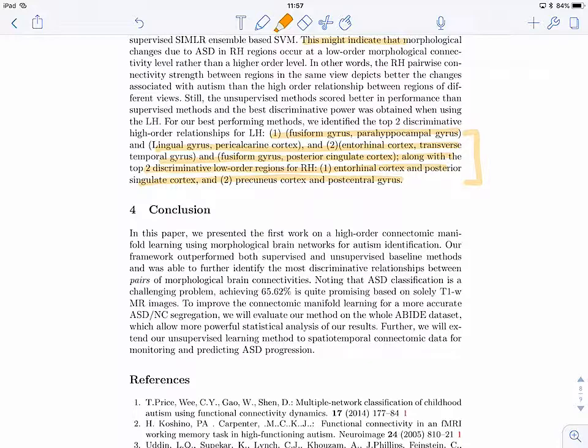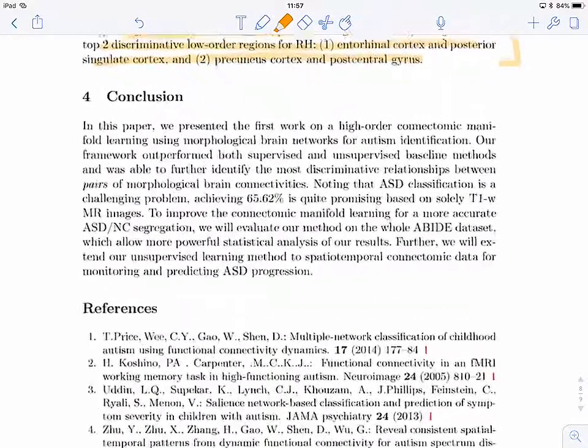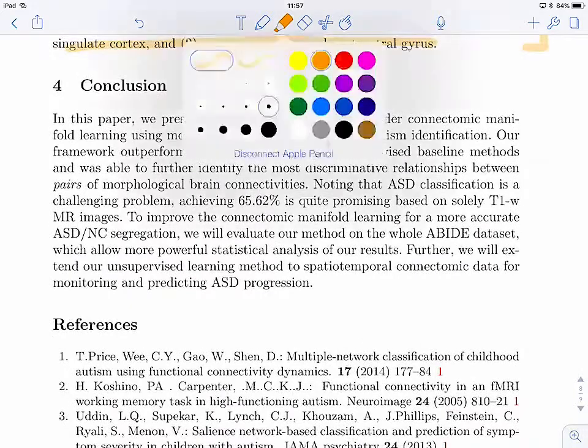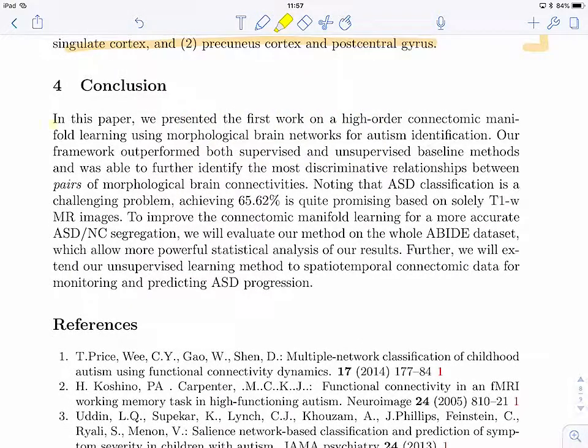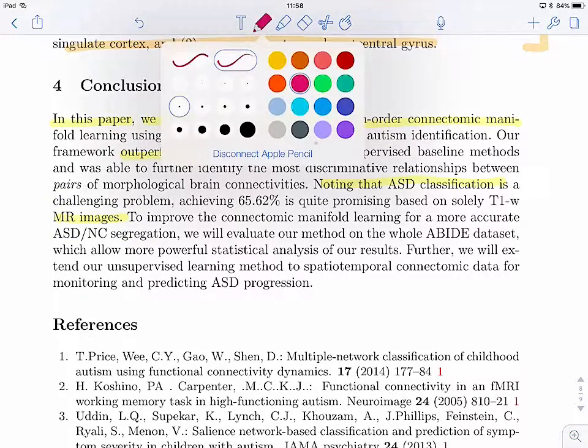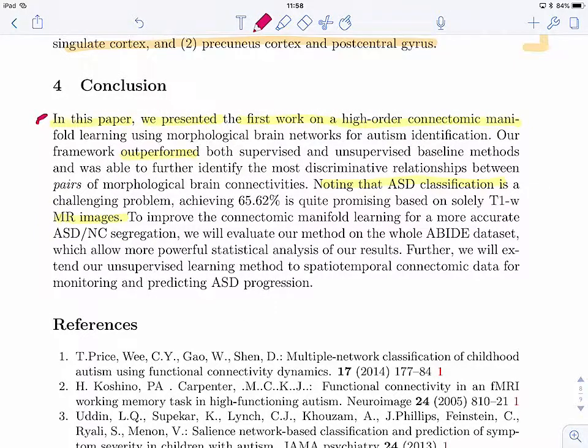And finally, in the conclusion, in the first sentence I mentioned, you say, we presented, so you make sure that the conclusion is written in the past tense, okay? And this is the first work on high-order connectomic manifold learning. So this is your solution. You're highlighting its strength. So our framework outperformed, okay? This is also highlighting the strength. So the first part is just summarizing your solution.